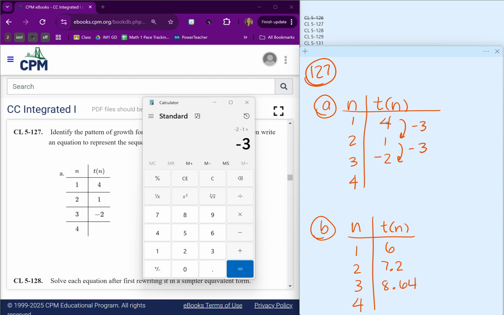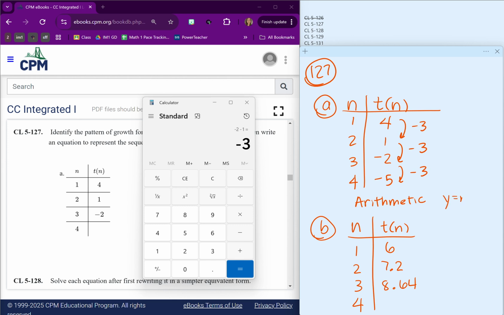If I'm following this pattern, 4 minus 3 is 1, 1 minus 3 is -2, and -2 minus 3 is -5. So to write an equation for this, since we're seeing it's an adding pattern, this is arithmetic.